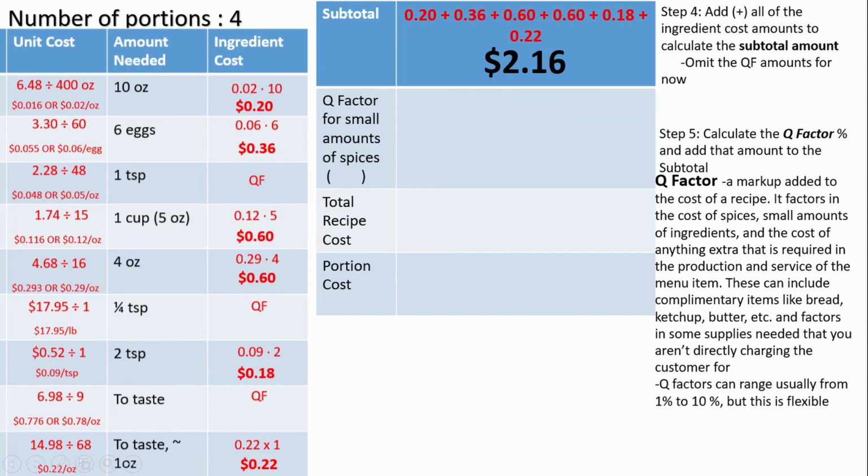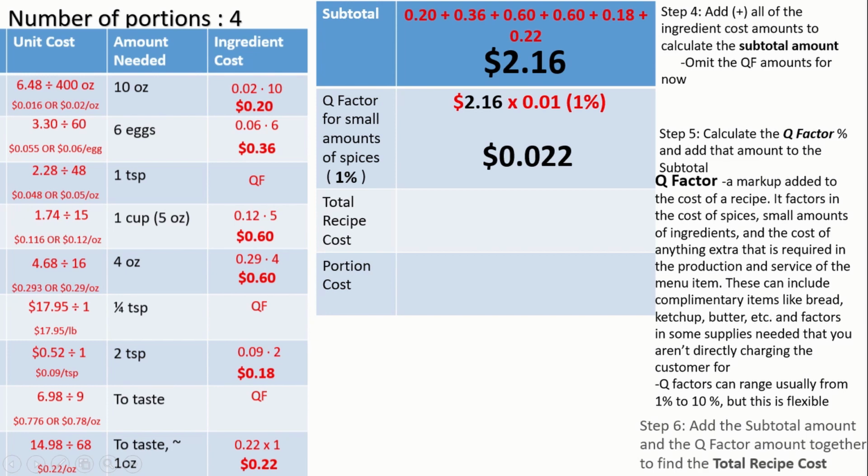But for the sake of our example here, and again, if you were competing in ProStart, you would go with 1%. So we would multiply $2.16 by 0.01 or 1/100ths, and that would get us, if we were going with ProStart, 22 thousandths of a dollar. Or if you want to simplify it, that would be 2 cents.